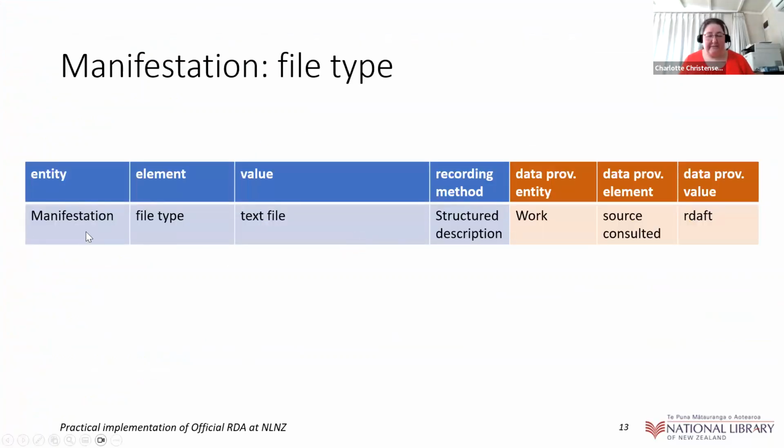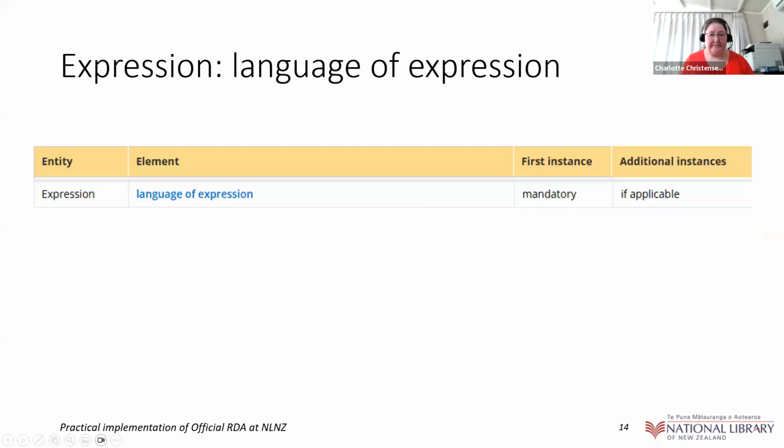I have manifestation, has file type, text file, that's my value, which was a structured description value. And for my source, I have work, has source consulted, RDA FT. Let's move on to a new element, expression, language of expression. The map tells me that this is a mandatory element for this kind of description, and that I can have more than one value if applicable.